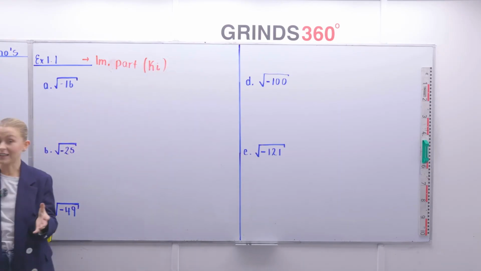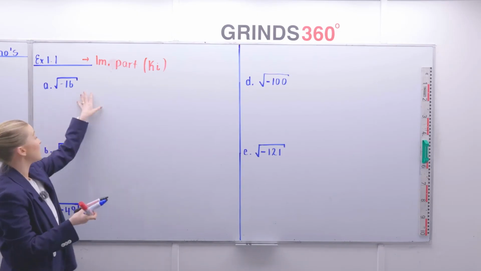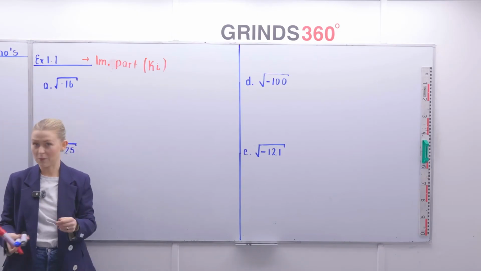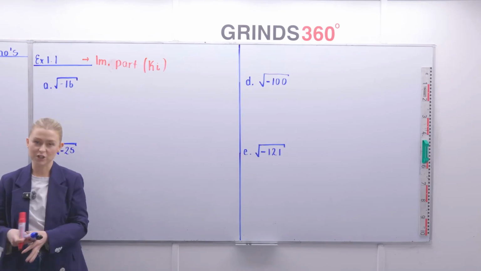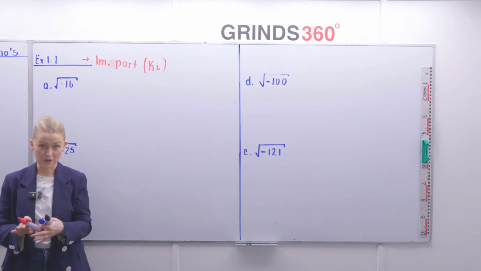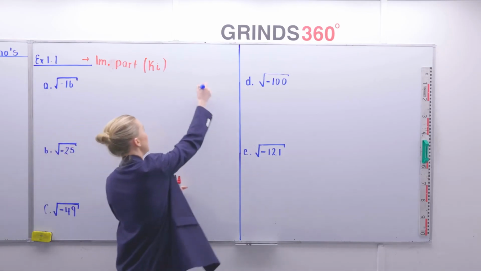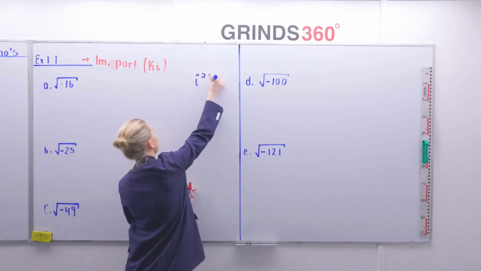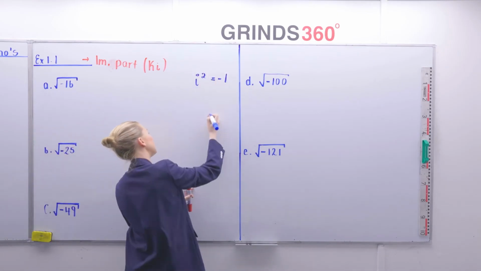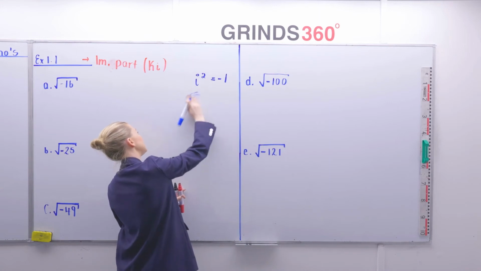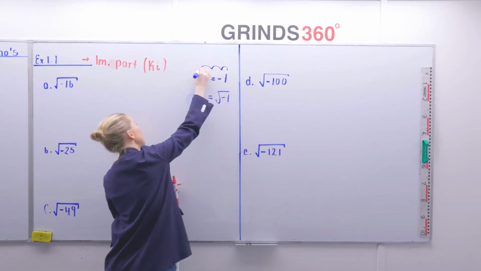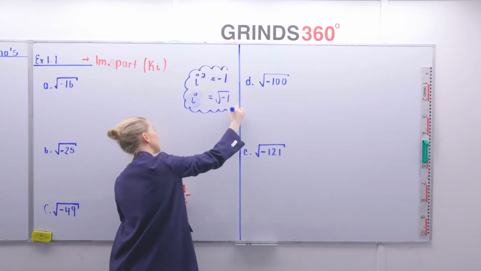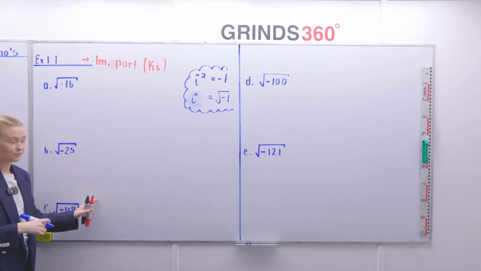Now, if you pick up your calculator and you say to yourself the square root of minus 16, it's just going to come up error. So we want to take these numbers and form them into imaginary parts with what we know. Now, what do we know? We know that I squared is equal to minus 1 and the square root of minus 1 is I.